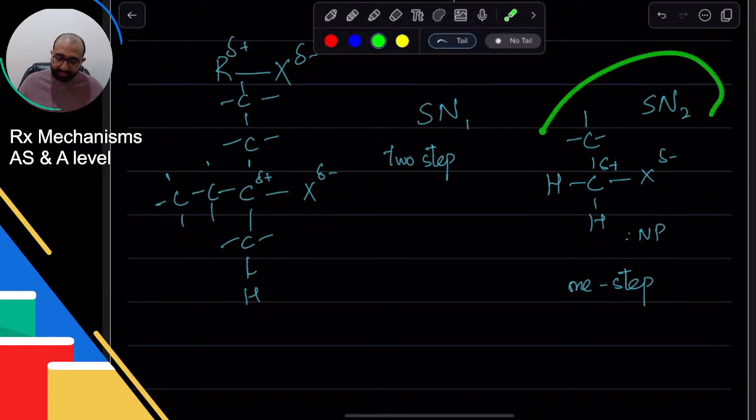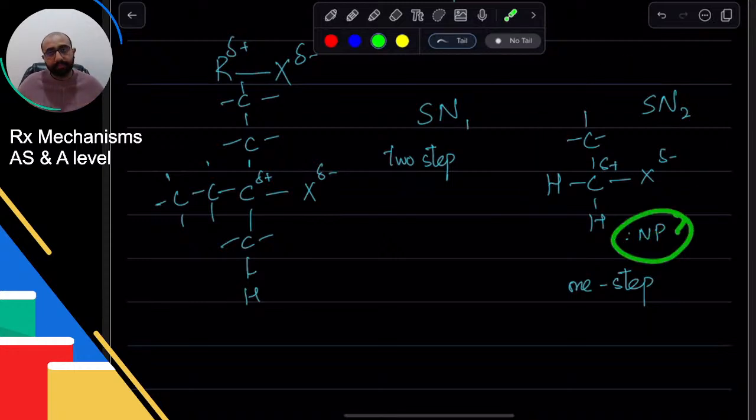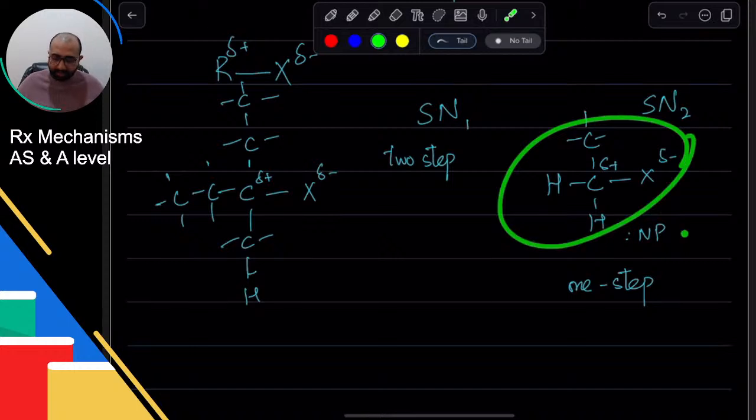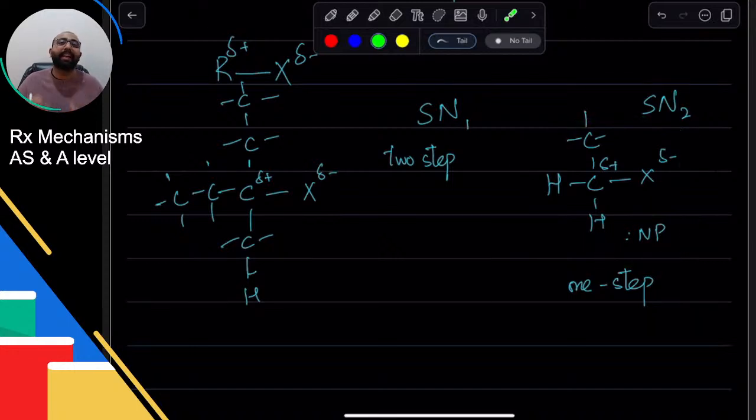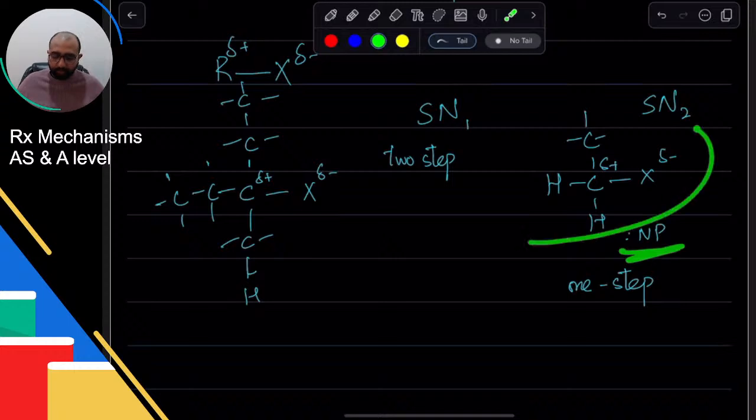But in this case, two players are there. One is the nucleophile itself, which is also attacking, and one is this X, which is leaving. So the concentration of this one and this one both are important, and that is why the rate of reaction in the slow step, in this particular step, only the concentration of both of these will matter, and that's why it is SN2.